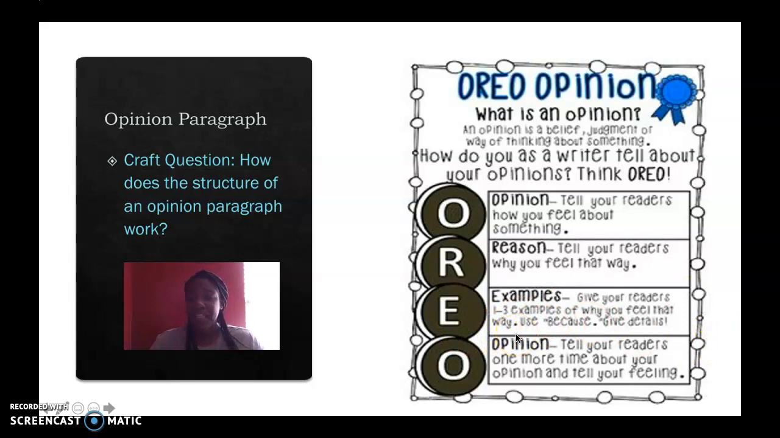And that's just something that really good advanced writers may be able to do. So some of our top scholars may be challenged to go ahead and write 2 or 3 more sentences stating why you support your opinion. And then lastly, we want to restate that opinion again. Tell your readers one more time about your opinion and tell your feelings. So again, this is why I like Oreo cookies instead of M&M cookies is what you would put as your last sentence.